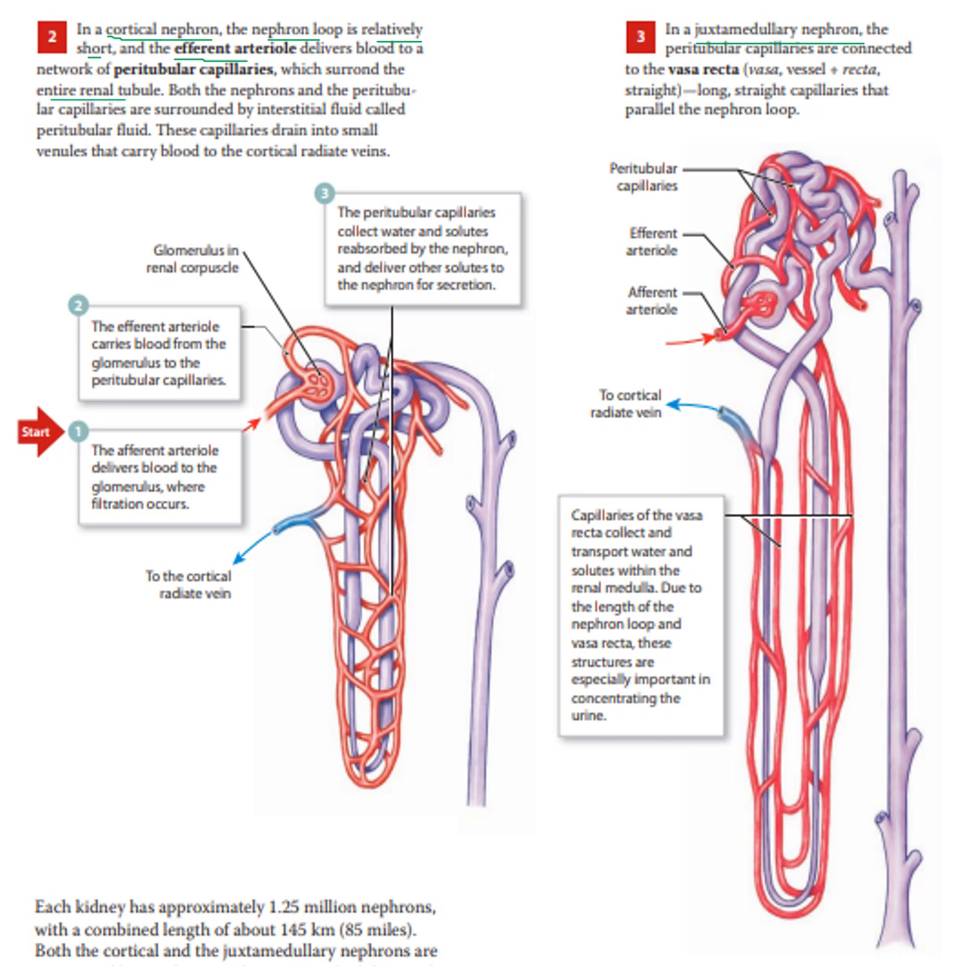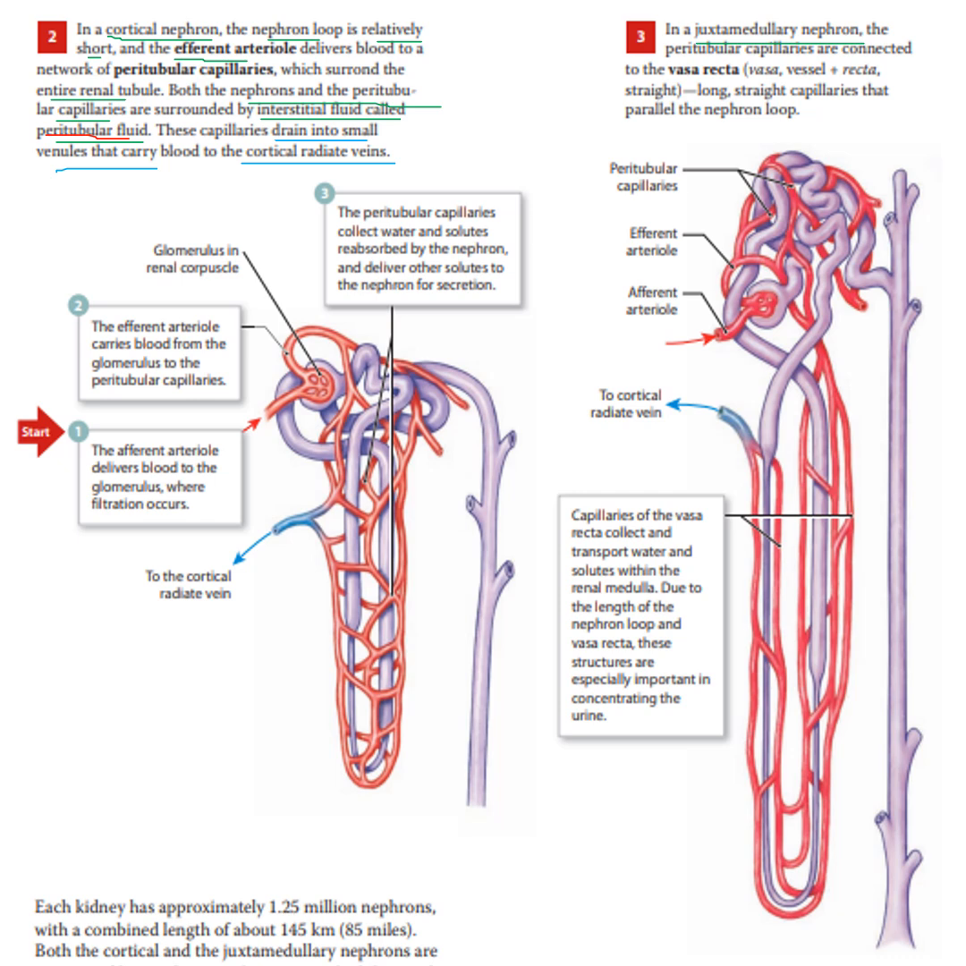Both the nephron and the peritubular capillaries are surrounded by interstitial fluid called the peritubular fluid. These capillaries drain into small venules that carry the blood to the cortical radiating veins, as shown in this figure.